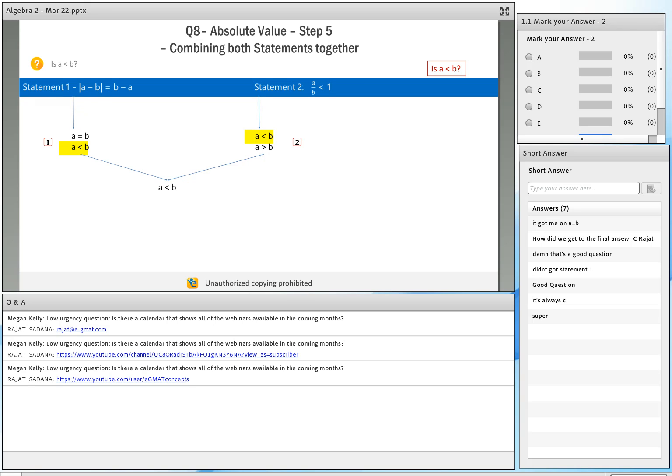Okay, I want 50 people to say still solving while I explain this. So statement 1, the constraints were that B is equal to A or B is greater than A. Statement 2 said that either B is greater than A or B is less than A. So when you combine this, the only common piece over here is that B is greater than A. So when you combine the information from both statements, you can conclusively say that B has to be greater than A. Okay, so that's why.